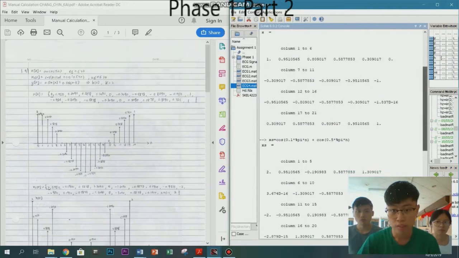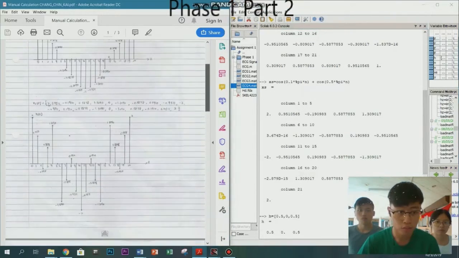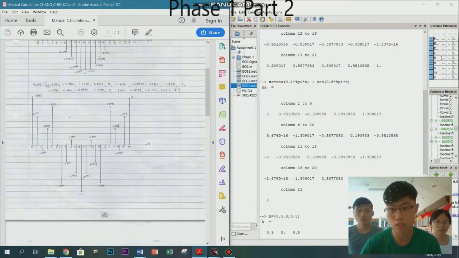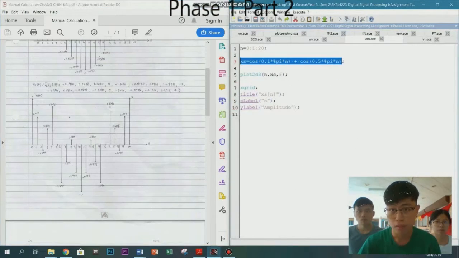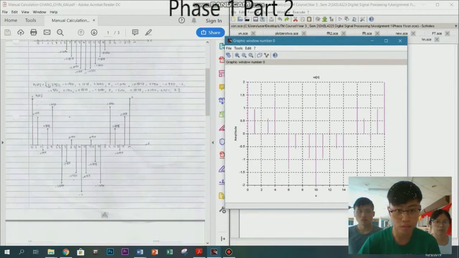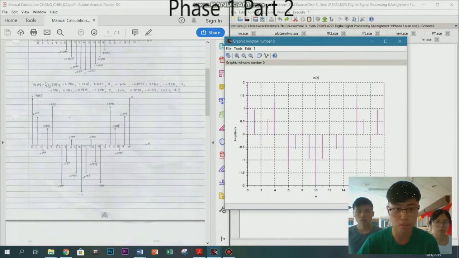After that, we are given one more equation here, xs. The xs is one more signal introduced with noise. So the result is here. You can compare this, it's exactly the same. And the graph is also the same as the manual calculation that we had done.